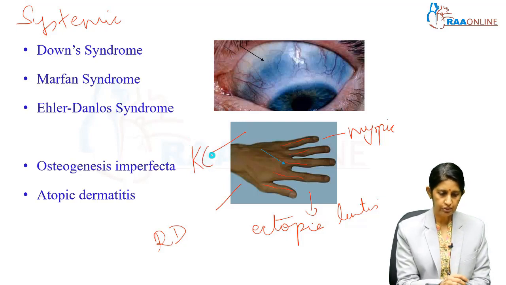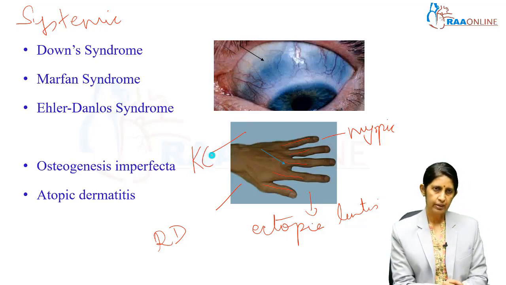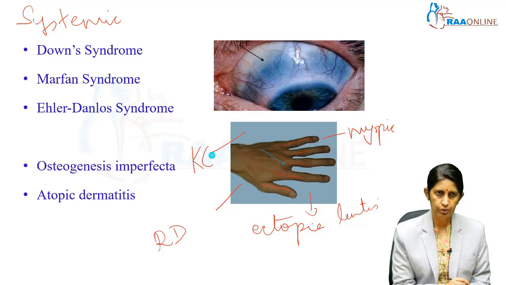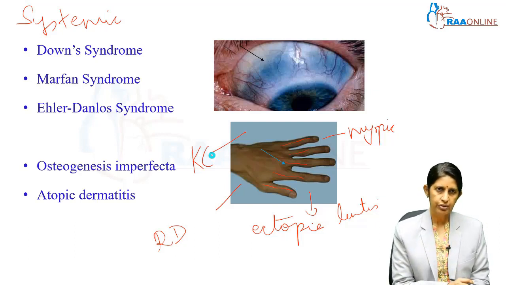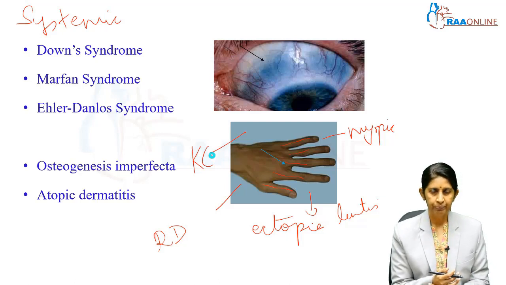Ehlers-Danlos syndrome is again a connective tissue disease, and Ehlers-Danlos syndrome can also predispose to retinal detachment, and these patients can also have angioid streaks. Angioid streaks are seen in the retina, where they appear like ruptures in the retinal surface, and to detect angioid streaks we need to do a fundus examination.